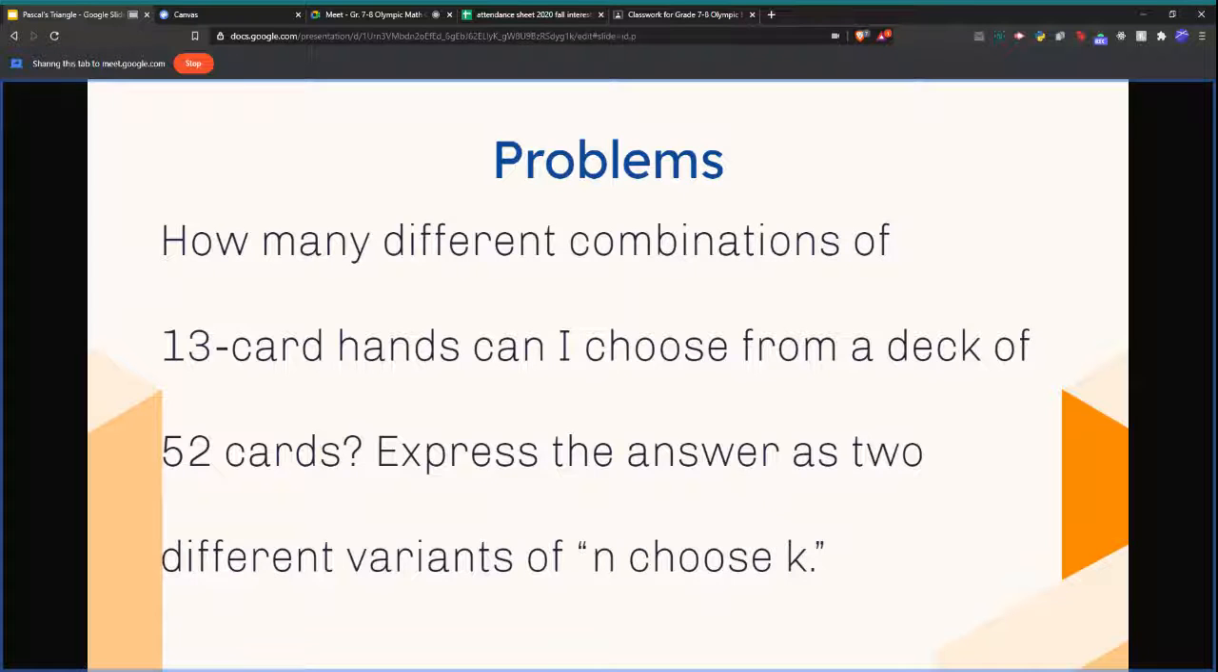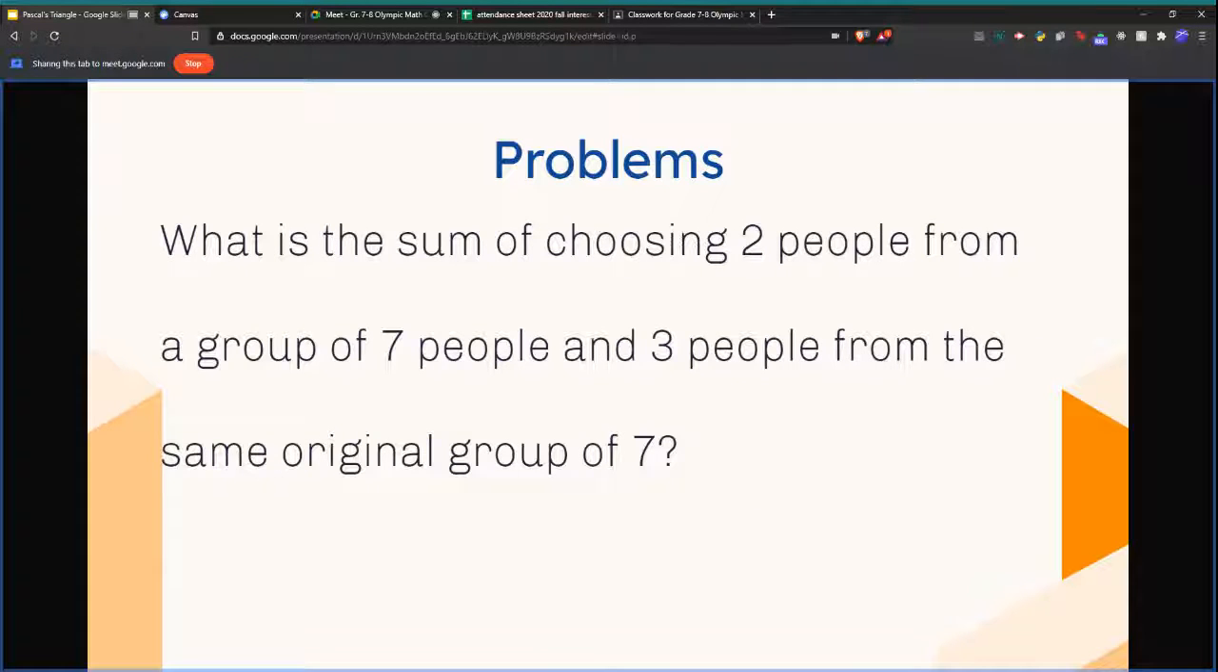Let's go to problem number 2. What is the sum of choosing 2 people from a group of 7 people and then 3 people from the same original group of 7? So you're adding up 2 different combinations together, and you're going to have to use one of the Pascal triangle properties to simplify this. Or you don't have to, it's up to you. I'll give you guys a minute or so to figure this out.